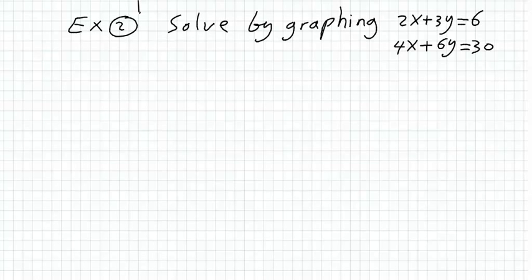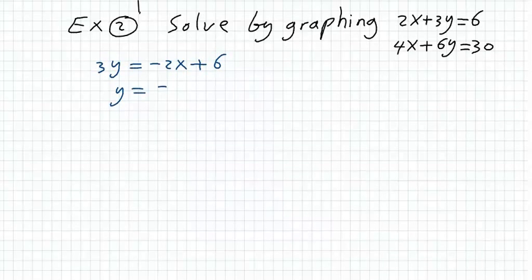So we will have 3y equals minus 2x plus 6. Divide both sides by 3. You will have minus 2 over 3x plus 6 over 3, which is 2. From this one, we can say that the slope of this line is equal to minus 2 over 3, and the y-intercept, which is b, is equal to 2.